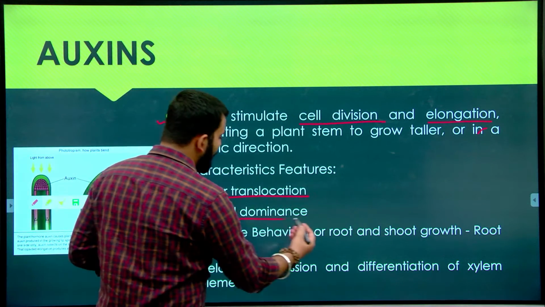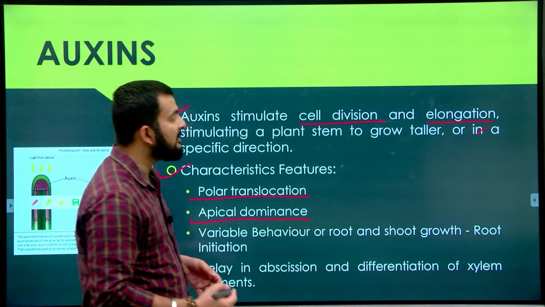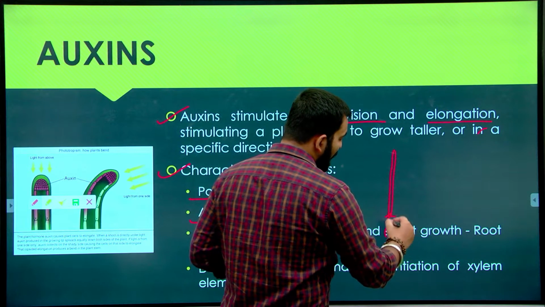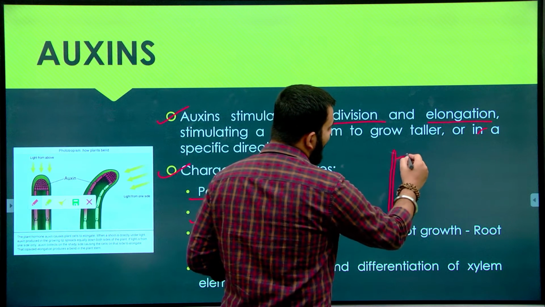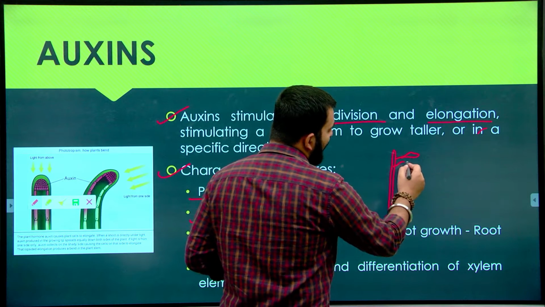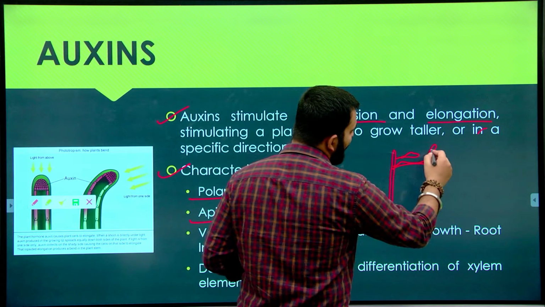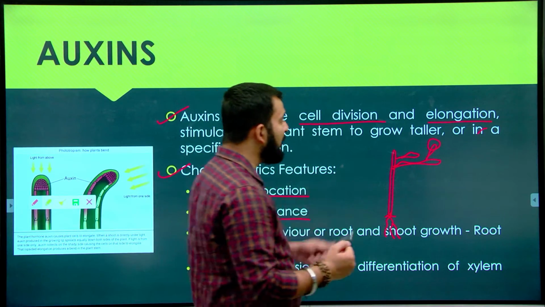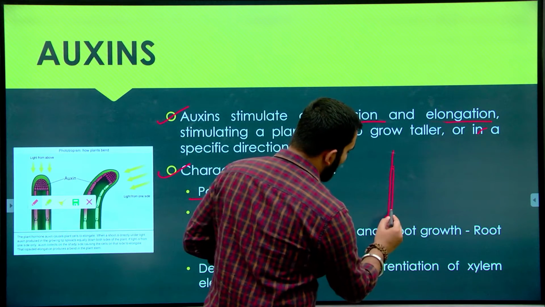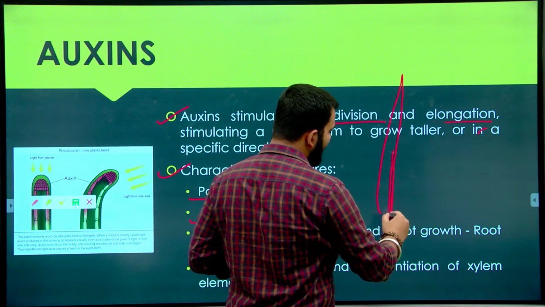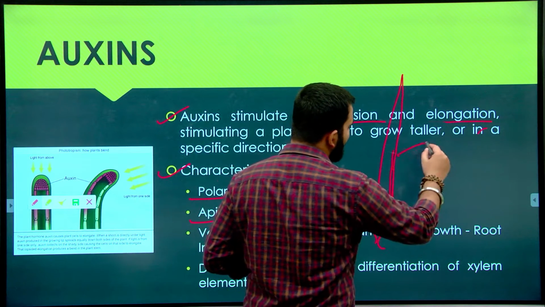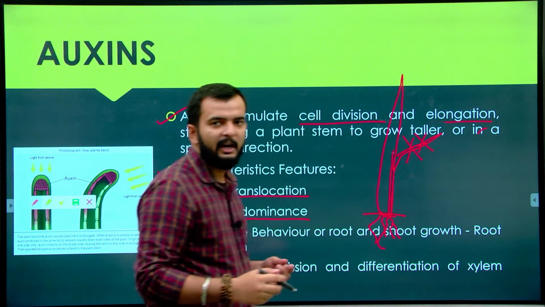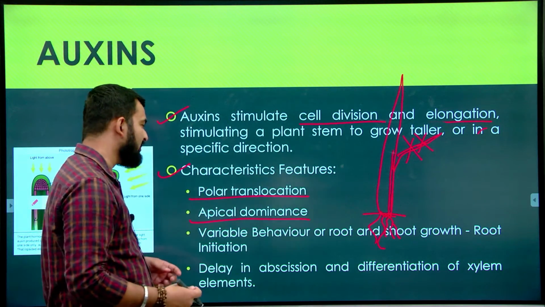Then we have apical dominance. Suppose your plant is growing upward. This is the main stem, and these are the roots of the plant. Branches will grow out of it, and these branches will further bear leaves. But in case we are applying auxin, this will only promote the growth of your main stem, while your secondary branches will not emerge. Suppose a secondary branch was supposed to emerge, it will be suppressed. So this is your apical dominance.